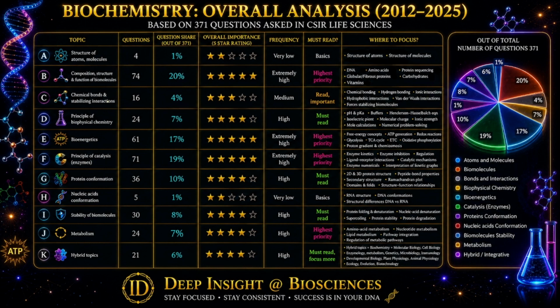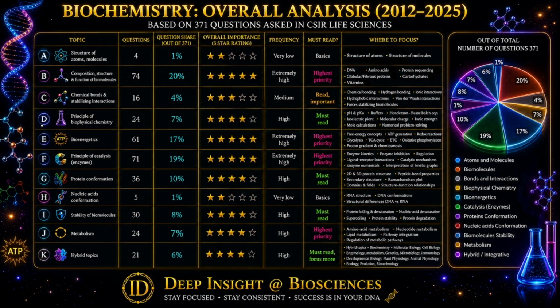Topic C covers chemical bonds and stabilizing interactions. A total of 16 questions were asked, forming 4% of the paper. It has a 3-star importance rating and medium frequency. This topic is important and should not be ignored. Focus on chemical bonding, hydrogen bonding, ionic interactions, hydrophobic interactions, van der Waals interaction, and the different forces that stabilize biomolecules. These interactions are especially important for understanding protein folding, nucleic acid structure, and molecular recognition.